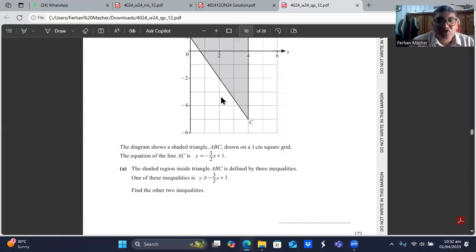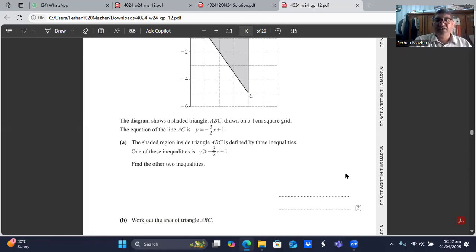He says the diagram shows a shaded triangle ABC drawn on a 1 centimeter square grid. The equation of the line AC is given: y equals -3/2 x + 1. The shaded region inside the triangle ABC is defined by 3 inequalities. One of these inequalities is this. Find the other 2 inequalities. It's a 2 marks question.